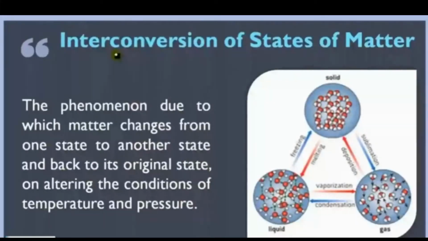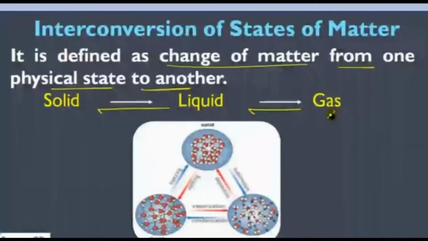Then we go to interconversions of states of matter. It is a phenomenon due to which matter changes from one state to another state and back to its original state on altering the conditions of temperature and pressure. It means the change of matter from one physical state to another physical state. It is called interconversion of states of matter.